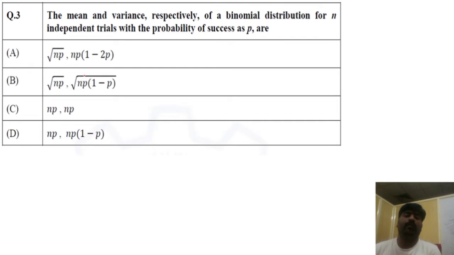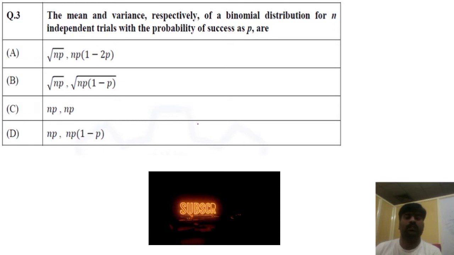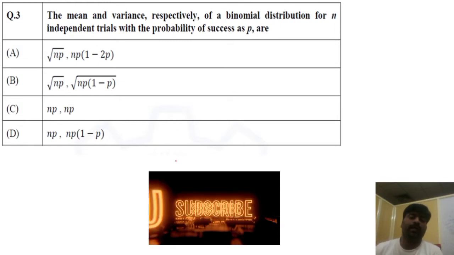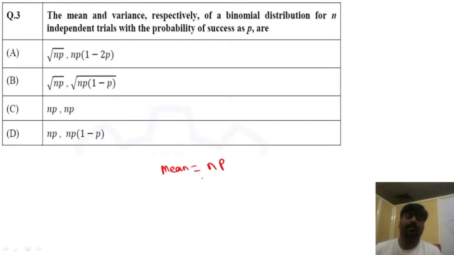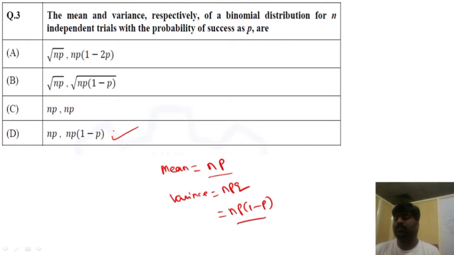The mean and variance of binomial distribution for n independent trials with probability of success p. It's a very direct question. The mean of binomial distribution is np, variance is npq, and q can be written as 1 minus p. So np is the mean, np into 1 minus p is the variance. So that's why option D is the correct answer.